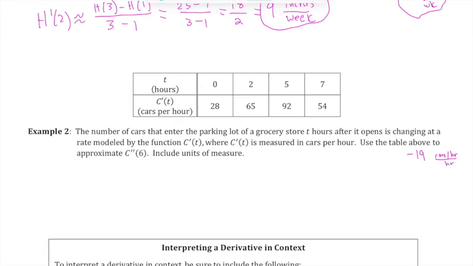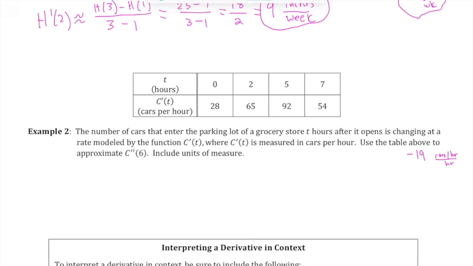Example 2. It says the number of cars that enter a parking lot of a grocery store t hours after it opens is changing at a rate modeled by the function c prime of t, where c prime of t is measured in cars per hour. Use the table above to approximate the second derivative at 6. So again, these are in cars per hour. This is at 0 hours. The parking lot is changing at 28 cars per hour.